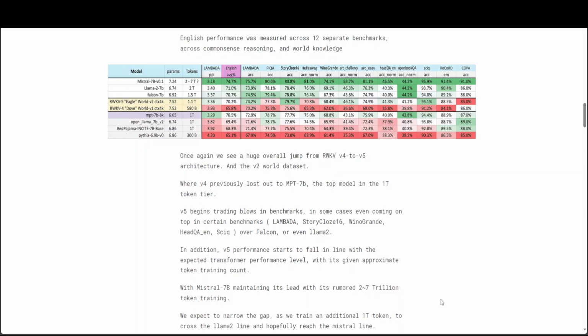Now, as I said, its performance in both English and multilingual benchmarks indicates a significant leap from its predecessors. So its predecessor was RWKV V4, but this one is based on RWKV V5, and it is showcasing the potential of linear transformers and RNN based models in challenging the dominance of traditional transformer architecture. So I'm sure that Eagle 7 billion is poised to redefine performance standards in the LLM landscape.